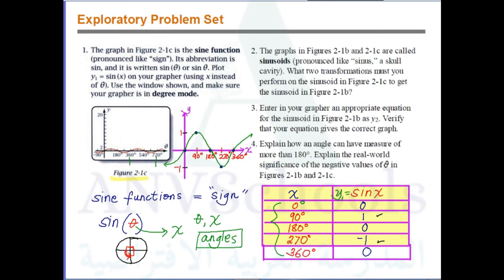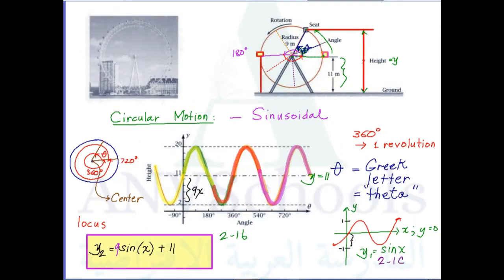So next, enter in your grapher an appropriate equation for the sinusoid. So we already did that. So that is y2. Now you can check, using your grapher, to look for this sinusoid. Okay, so this is number 2 as well as number 3.